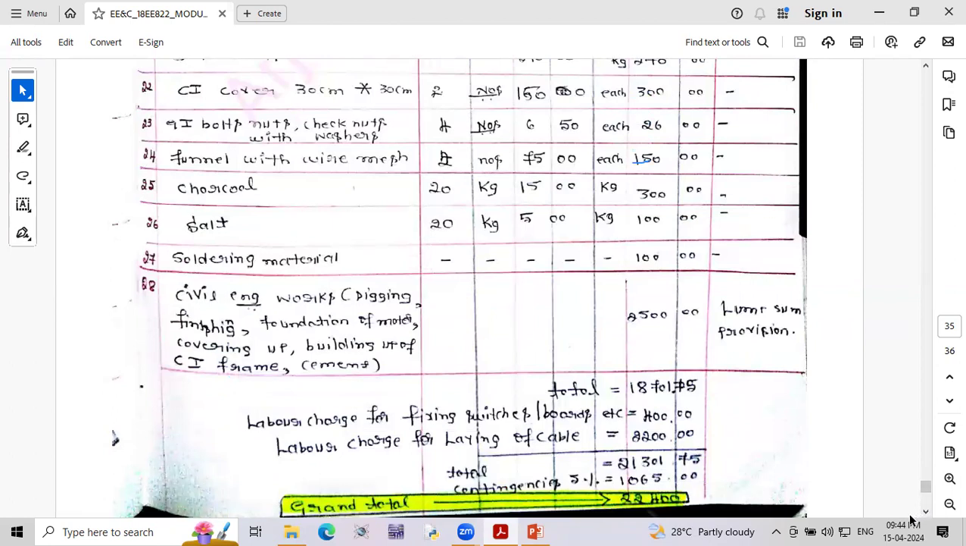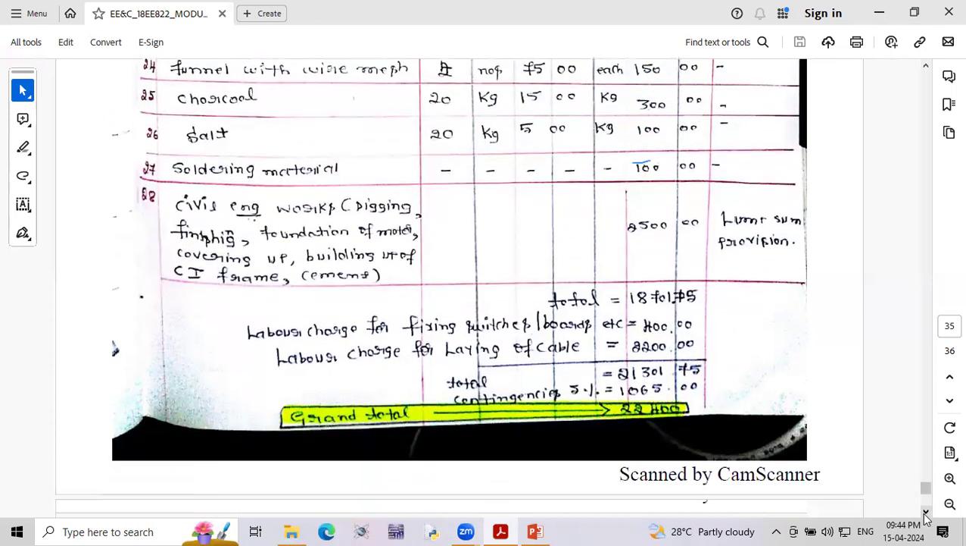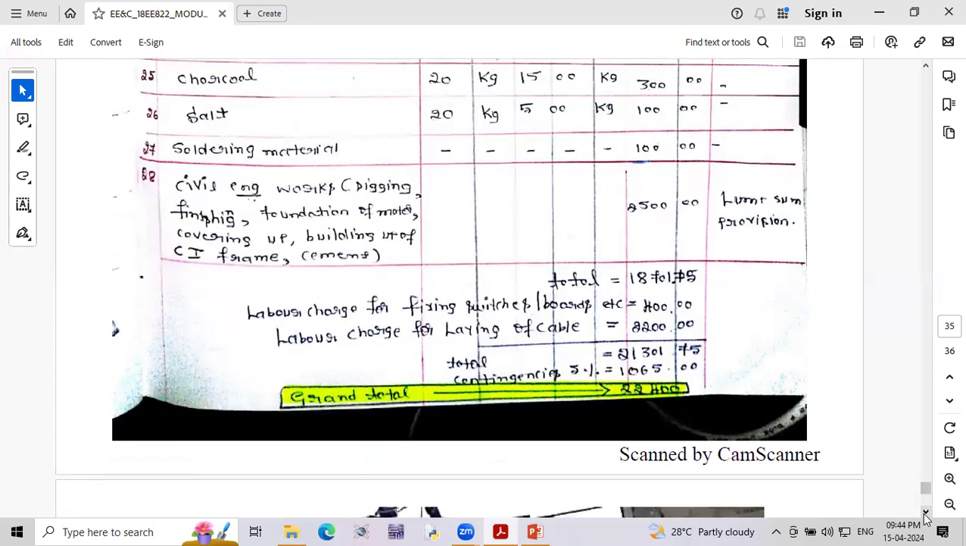Total market we will get 18,701.775. Labor charge for fixing switches and boards 400 rupees. Labor charge for laying of cable 2,200 rupees. Total 21,301 rupees 0.575. Contingency 5% total 10,665 rupees. Total market we are going to get 22,400 rupees only.